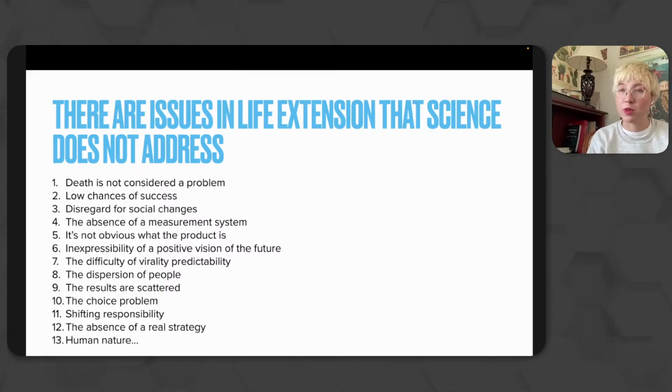We have a choice problem. We have a lack of strategy problem. We will face human nature. So stuff like that. We face a lot of things that science does not address. Well, scientists do not address, though it affects their work dramatically as well.